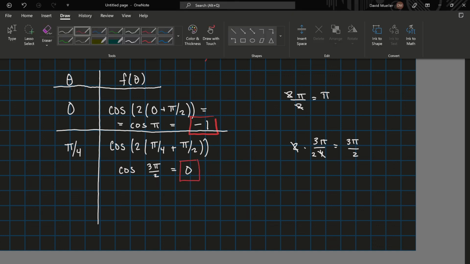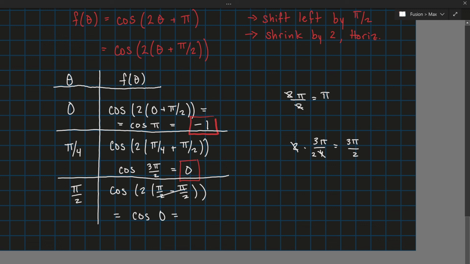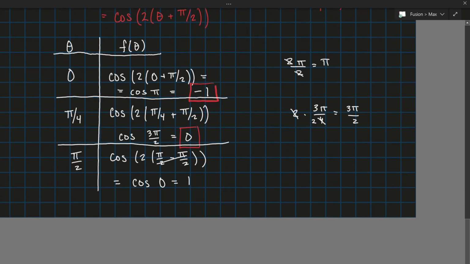Okay, we're almost out of time, so I'm going to try to do this quickly. So then pi over 2, that'll give us cosine of 2 times pi over 2 minus pi over 2. Well, that's just cosine of 0, right? Because that'll cancel. So cosine of 0 is 1, right. Okay. And then we'll do one last point.